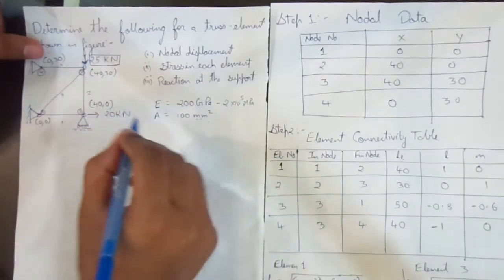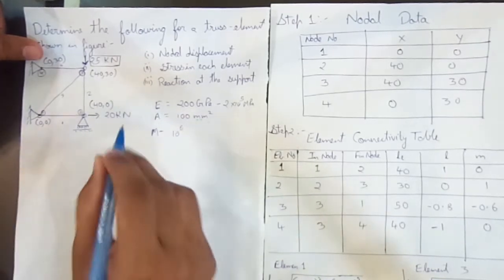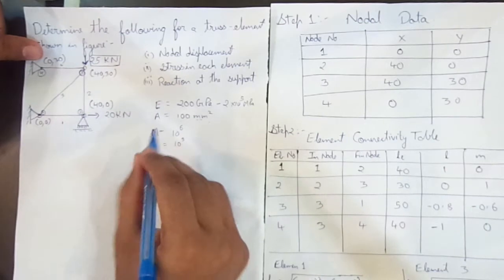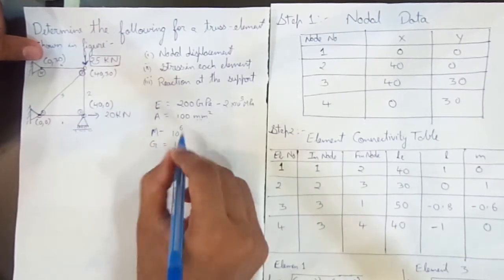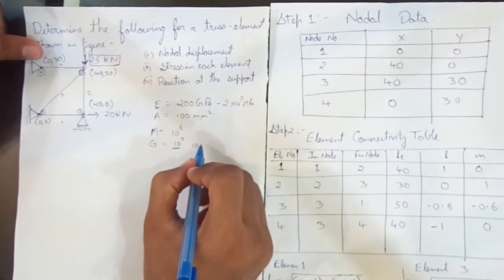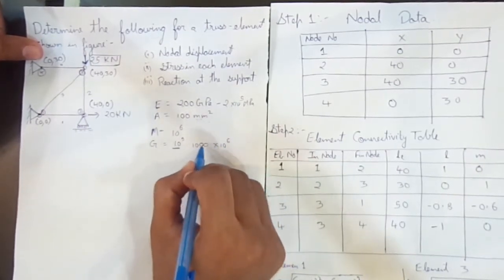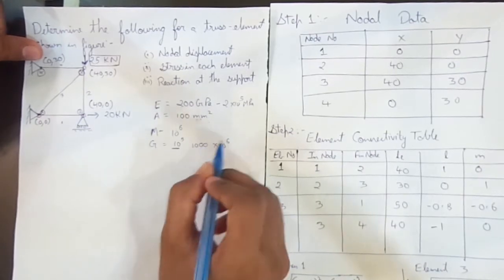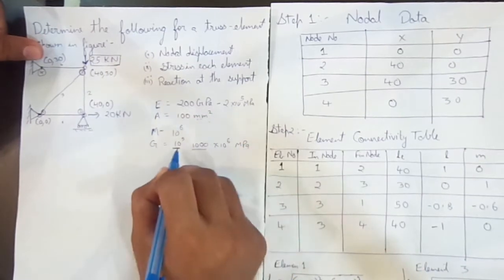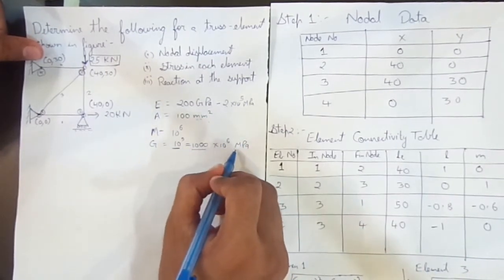Now, mega means 10 power 6 and giga means 10 power 9, right? So if you have to make giga as mega, you will write 1000 into 10 power 6, right? 1, 2, 3 and 6, 9. 1000 into 10 power 6. So this is nothing but megapascal. 1 giga is equal to 1000 into 10 power 6 megapascal, right?